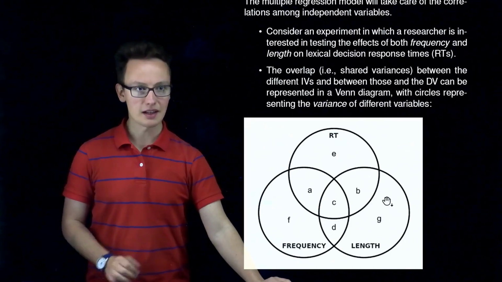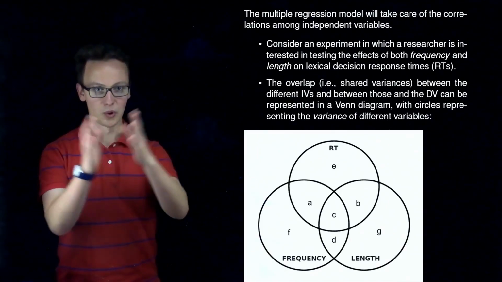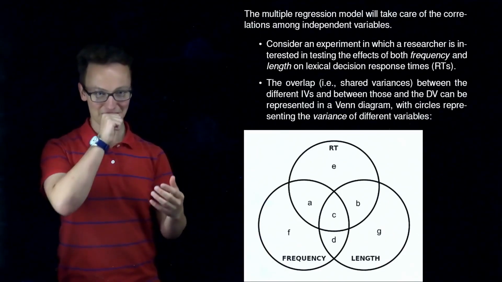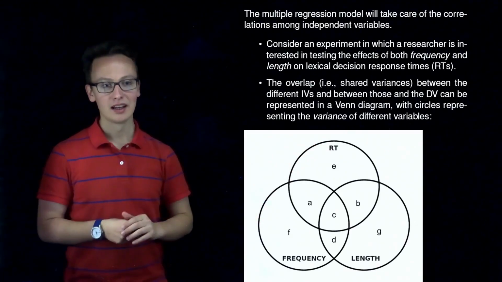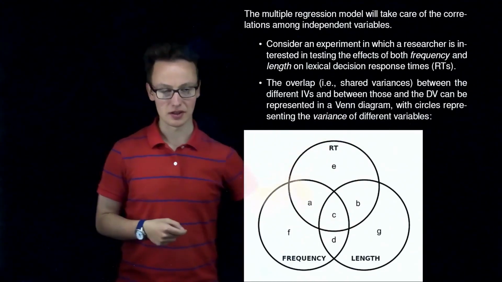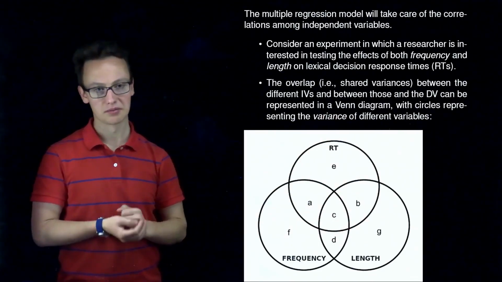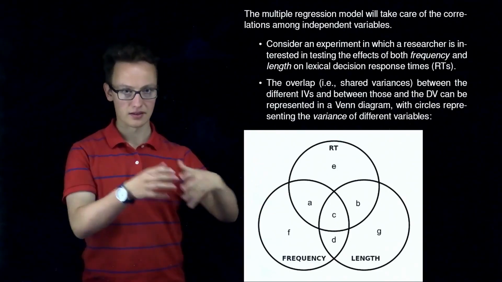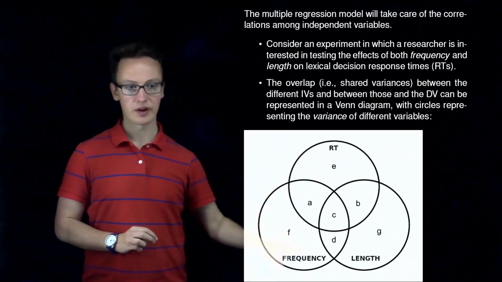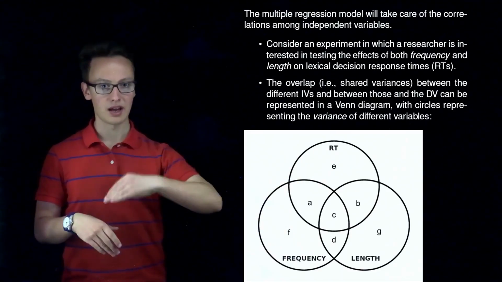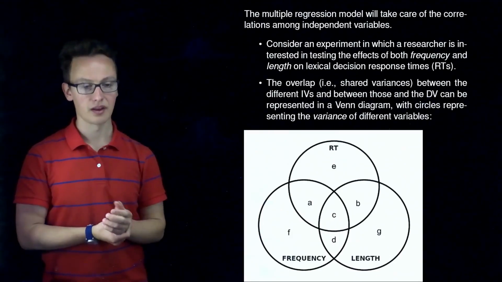Now what you see here in this Venn diagram is a visualization of the different portions of variance that each of the three variables here have. Our dependent variable RT, this entire circle, is just the variance of RT, the variation across our population and, in that case, our experimental sample. And this full circle of frequency is all the variation in frequency, and this full circle of length is all the variation of length.